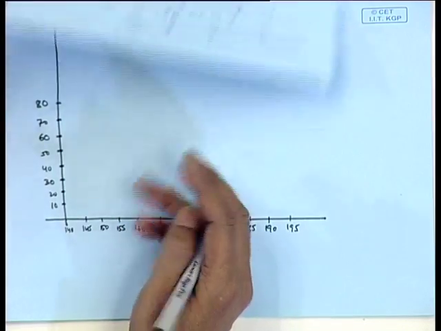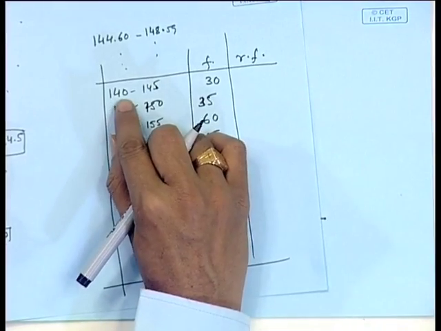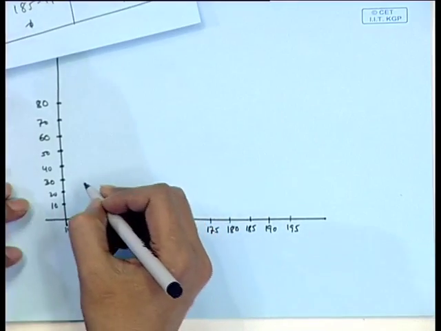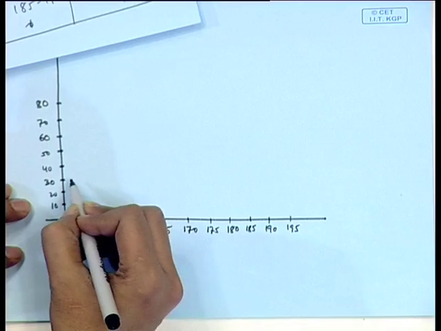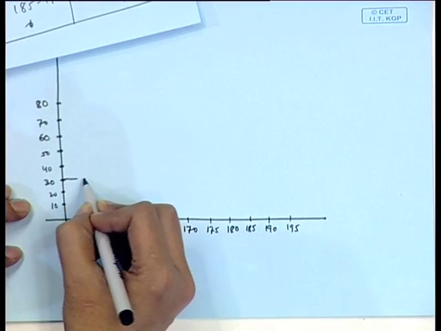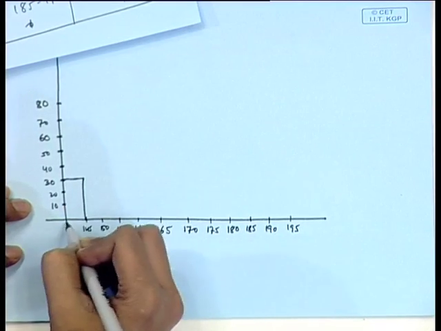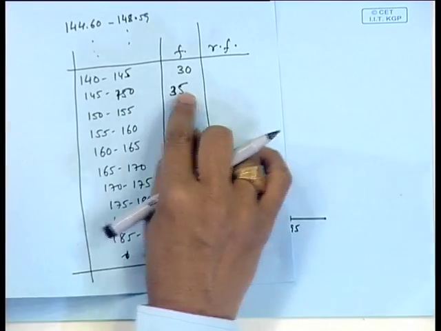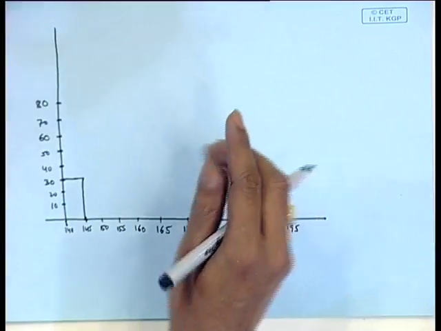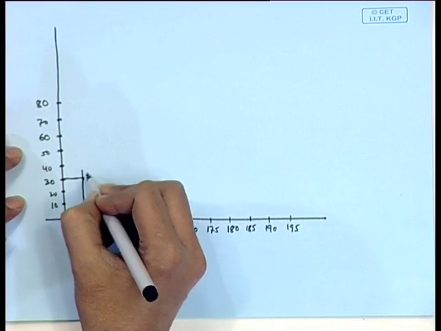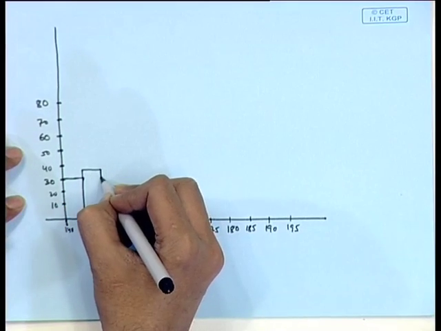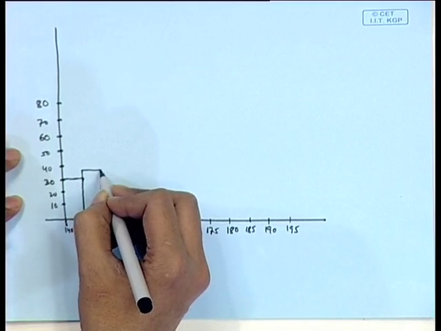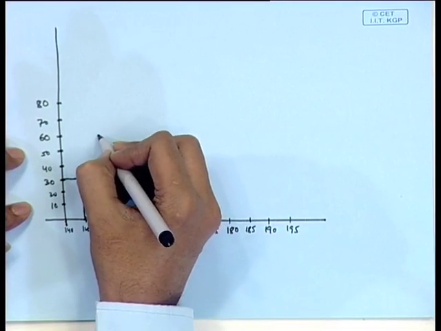Now, we observe the frequency for the class interval 140 to 145 is 30. So, we draw a rectangle of the height 30 in the interval 140 to 145. Then for 145 to 150 the frequency is 35. So, we add the height up to 35 here, and for the interval 145 to 150 we consider the histogram of this length. Similarly, the next is 60.